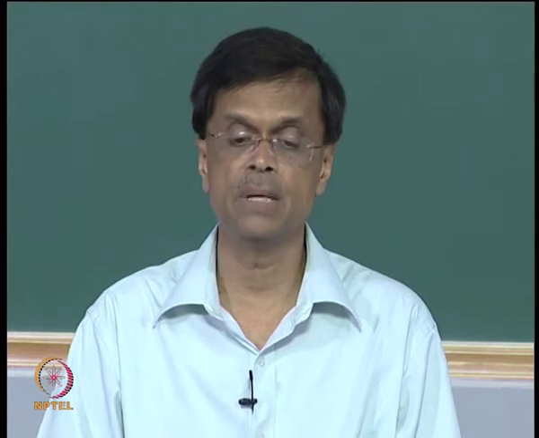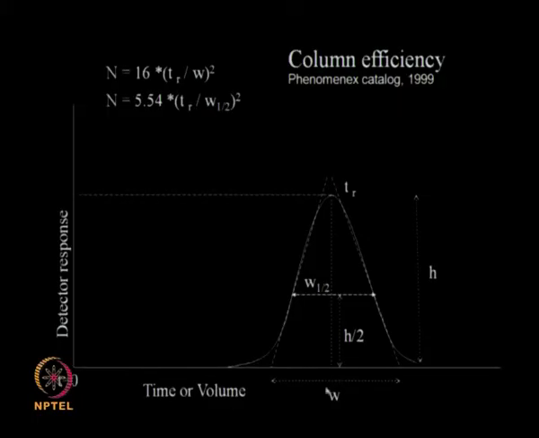So if I am comparing two columns, and if one column has a higher number of theoretical plates, then we can say that column is more efficient than the other column, all other things being the same. So if we measure W, that is width at the base based on this tangent method, or if we measure width at half the maximum, then we can use either one of them to calculate the number of theoretical plates.